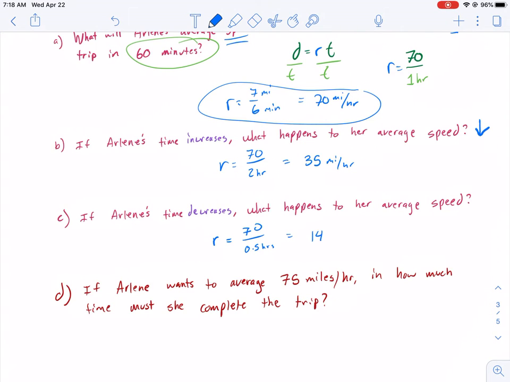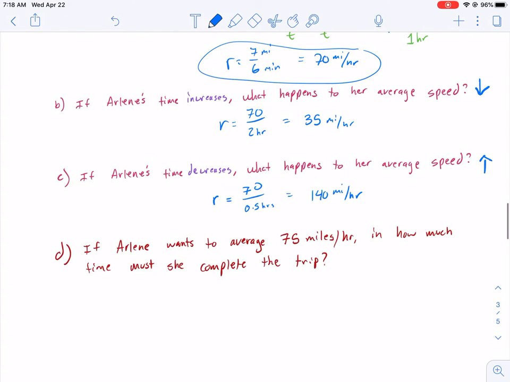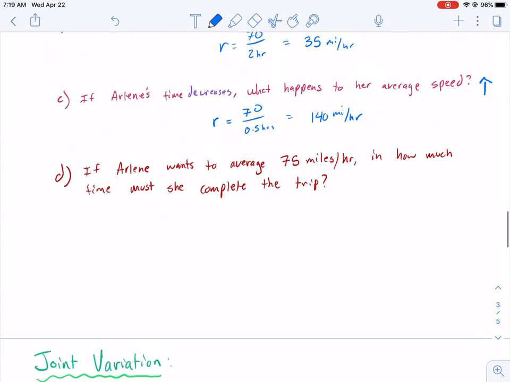Well, now that means she has to go 140 miles per hour, and I don't know what kind of car she's driving to go that fast, but that would mean that her average speed needs to increase. So I hope you guys see that this is an inverse relationship here. Her speed is an inverse relationship because as her time goes up, her speed goes down, and as her time goes down, her speed goes up.